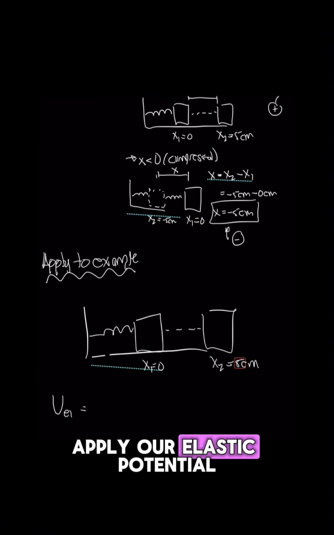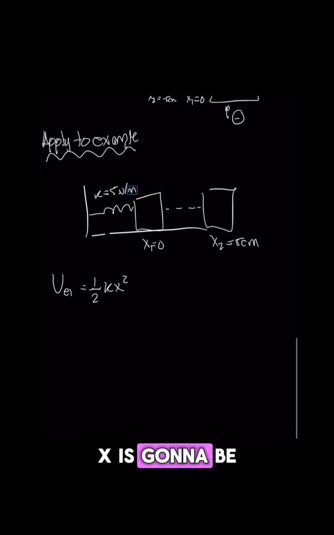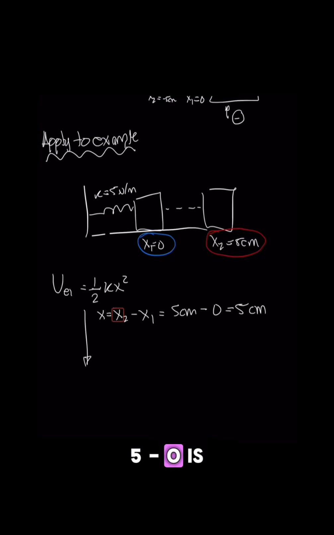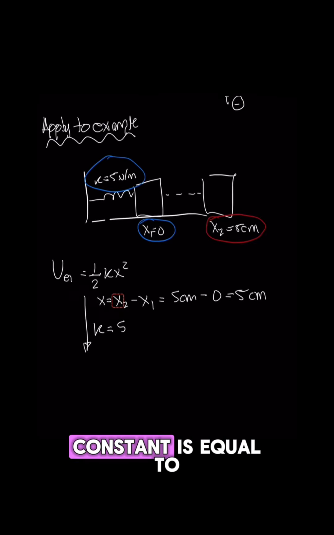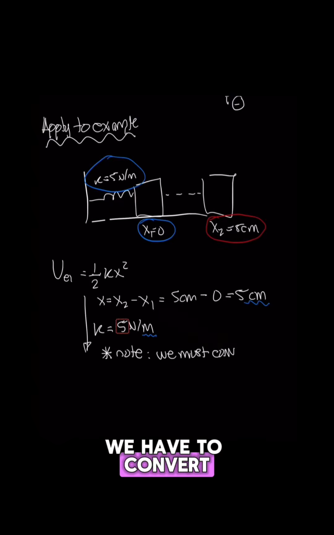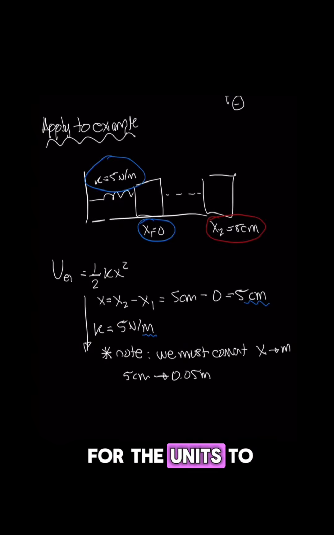By our elastic potential energy equation, x is going to be equal to x2 minus x1. x2 is going to be equal to 5 centimeters, and x1 is equal to 0 centimeters. 5 minus 0 is just equal to 5, and then the spring constant k is equal to 5 newtons per meter. Note, we can't plug this in just yet. We have to convert the x into meters for the units to make sense here.